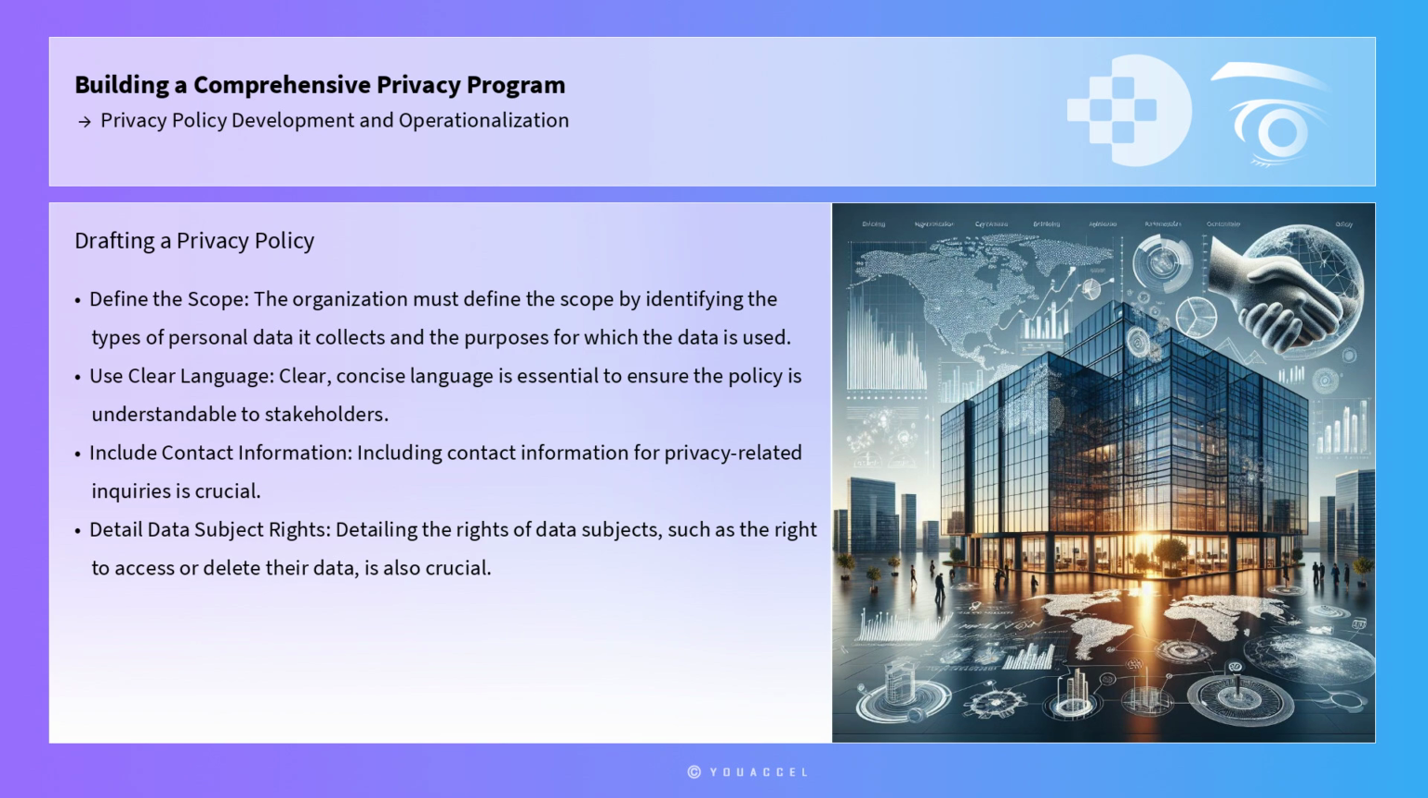Once the legal requirements and risks have been identified, drafting the privacy policy involves several steps. First, the organization must define the scope by identifying the types of personal data it collects and the purposes for which the data is used. Clear, concise language is essential to ensure the policy is understandable to stakeholders. Including contact information for privacy-related inquiries and detailing the rights of data subjects, such as the right to access or delete their data, is also crucial.